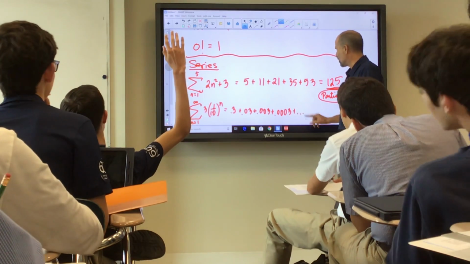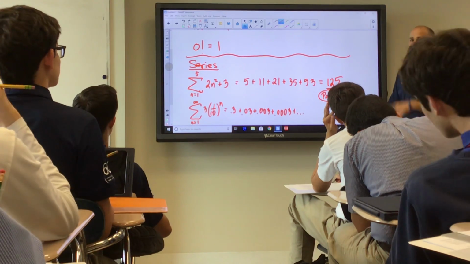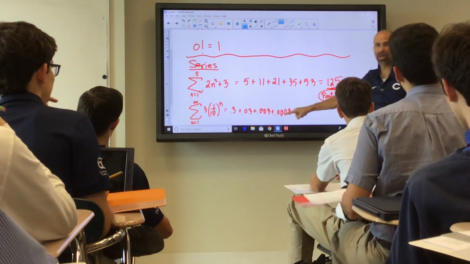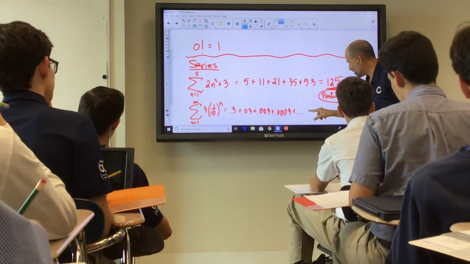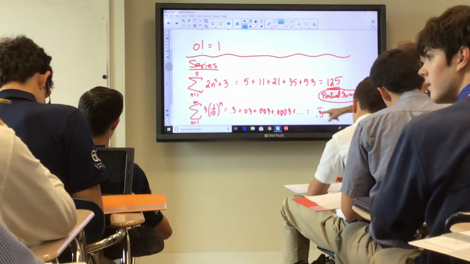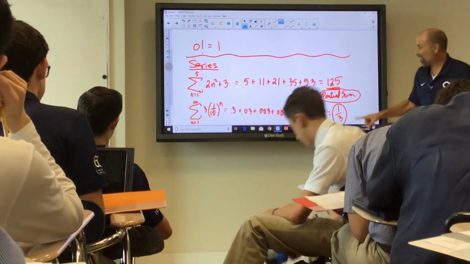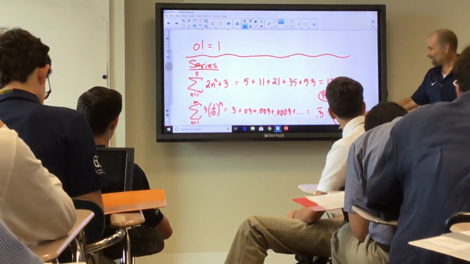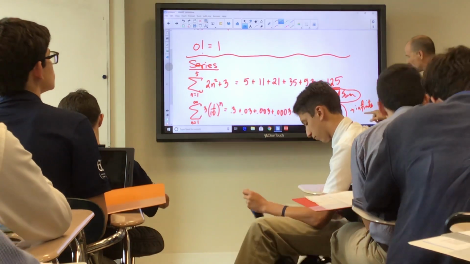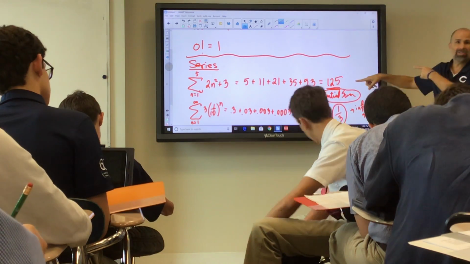Now, if you follow this long enough, what is it going to be? 1/3. 0.33333. The 3's keep moving to a new place. This gives me 0.333333, which is 1/3. Now this is not a partial sum. This is an infinite sum. It's a sum of an infinite number of terms.